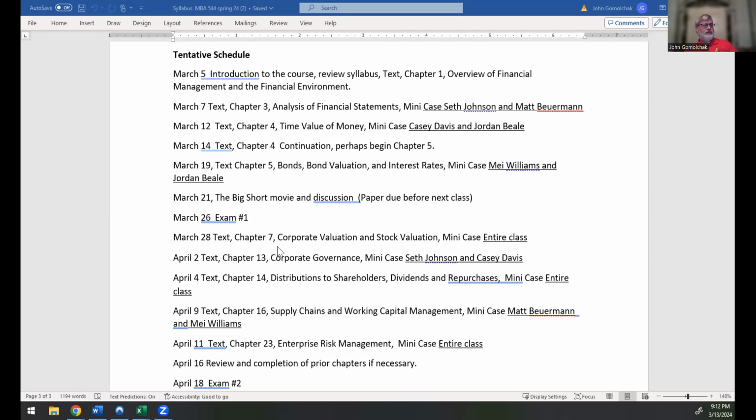We'll have chapter 7, corporate valuation, stock valuation, and I want all of you to work together on the mini case. Okay, so that's something that needs to be put together so that it's available and presented at the beginning of class. That means you'll all be very prepared for that class. So you can see what the schedule is. We'll be sticking with that schedule. So everything should work out pretty well.